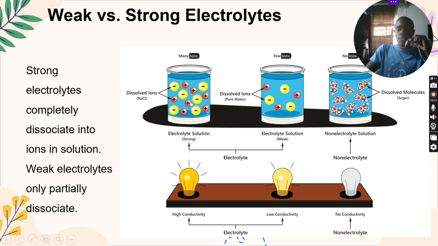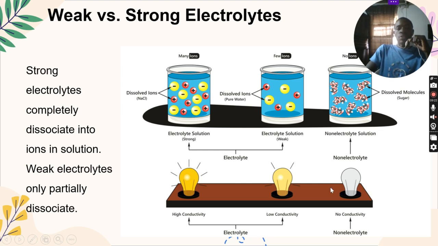So if you connect a circuit and a bulb to a strong electrolyte, the bulb will be expected to be brighter than when it is connected to a weak electrolyte. And of course, a non-electrolyte will not even conduct electricity at all, so the bulb will not even come on at all. So that's the difference between weak and strong electrolytes.